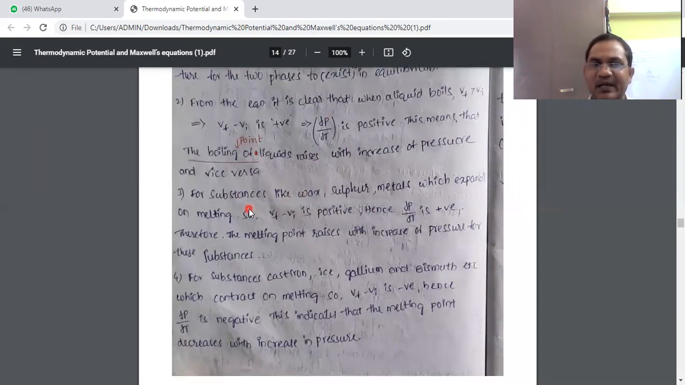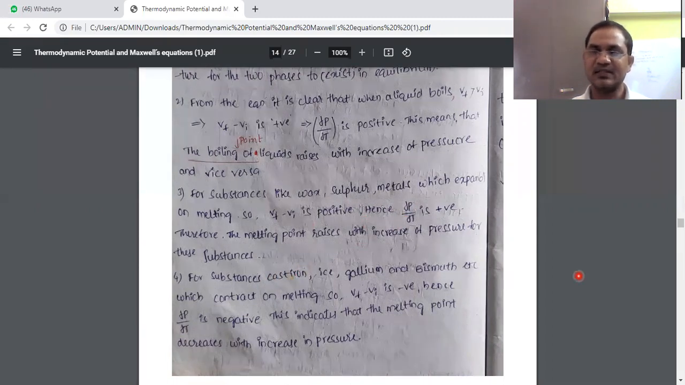The second is the melting process. Solid changing into the liquid state is called the melting process. Some substances like wax, sulfur, and metals expand on melting. Since they expand on melting, the final volume is greater than the initial volume, then Vf minus Vi is positive. So obviously dP by dT is positive. The melting point of these substances increases with increase of pressure.